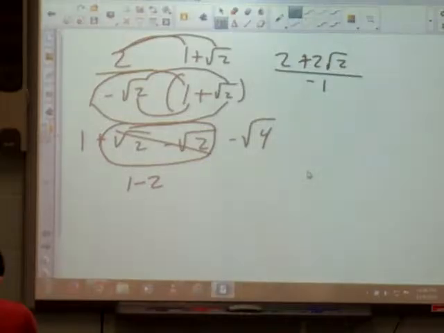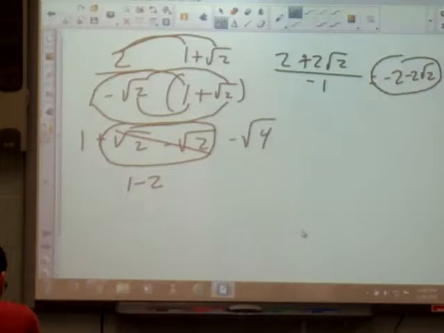Some people left their answer there. That's okay if you left your answer there. I did not. I went ahead and divided everything by negative 1. I just changed my signs. So that's what I wrote as my answer. But if you left it here over the negative 1, it's still correct. I'd count that right.